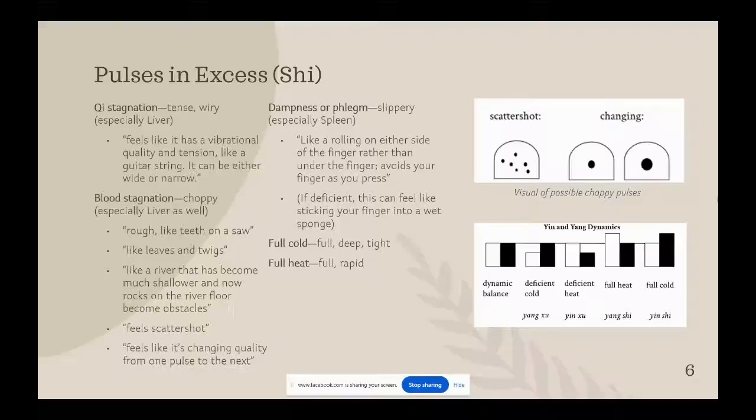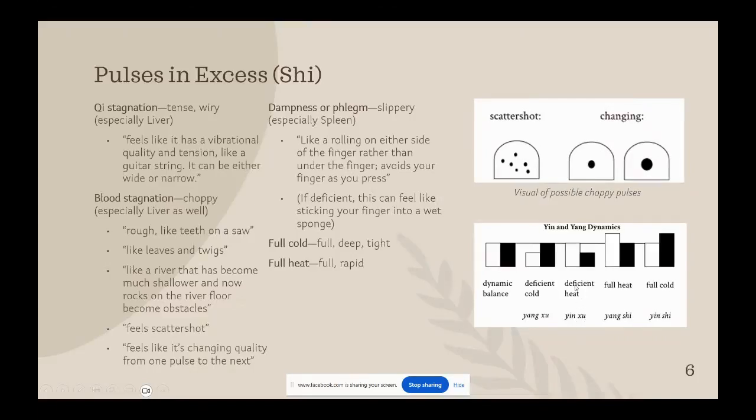And then the full cold and full heat pulses are both described as full, so we'll get more into what a full pulse feels like later, where the cold pulse will be deep and tight, and the full heat pulse will be rapid. Rapid is always a sign of heat. And this on the side here, the yin and yang dynamics, is just to give you a visual of what it means to have a full heat or full cold condition versus deficient cold or deficient heat, like we were talking about before.